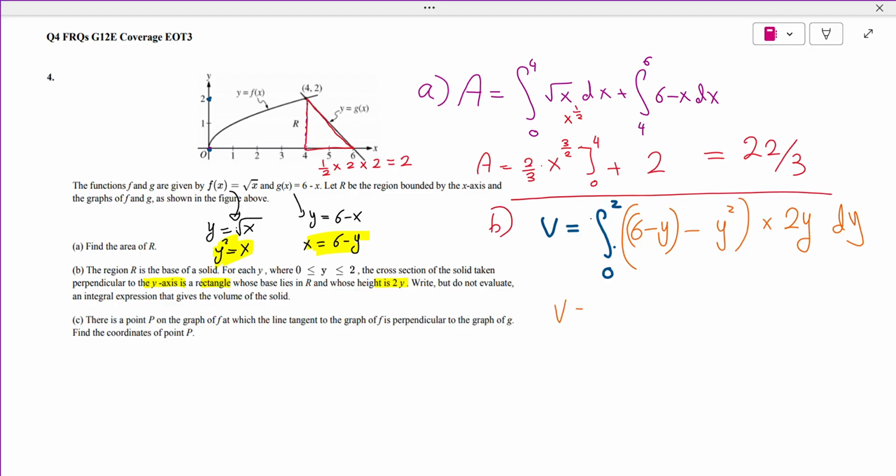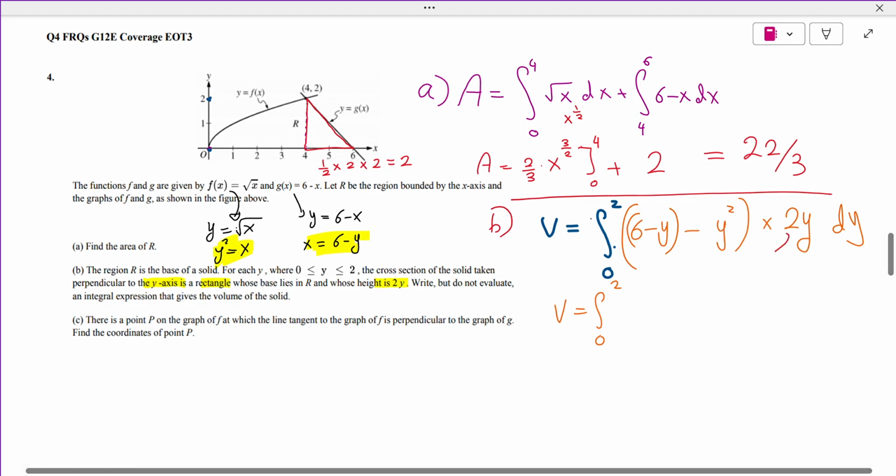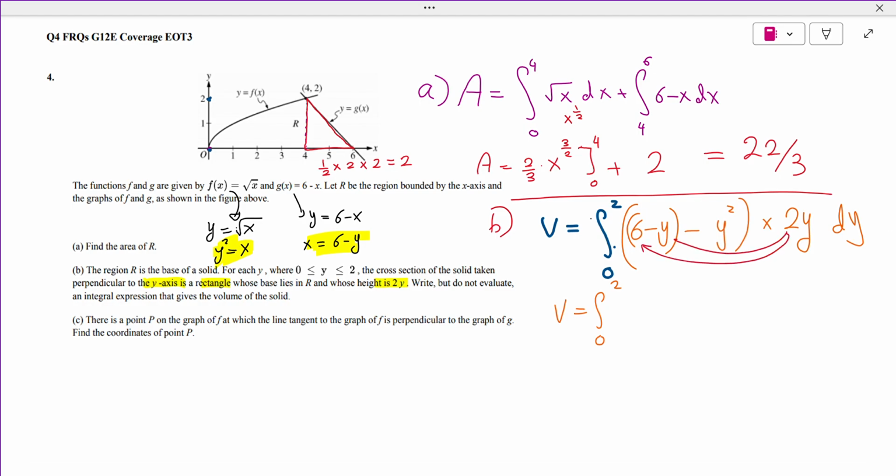So the volume is the integral from 0 to 2. Let's multiply this 2y here and here and here as well. So this is going to be 12y minus 2y squared minus 2y cubed dy. This is the answer of part B.